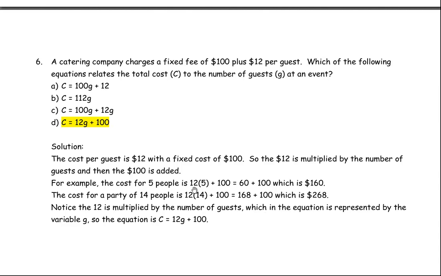So notice that the 12 is being multiplied by the number of guests, which we're calling G here, and adding 100. So that's what C is here. The cost is 12 times the number of guests plus 100. So that would be the correct equation.